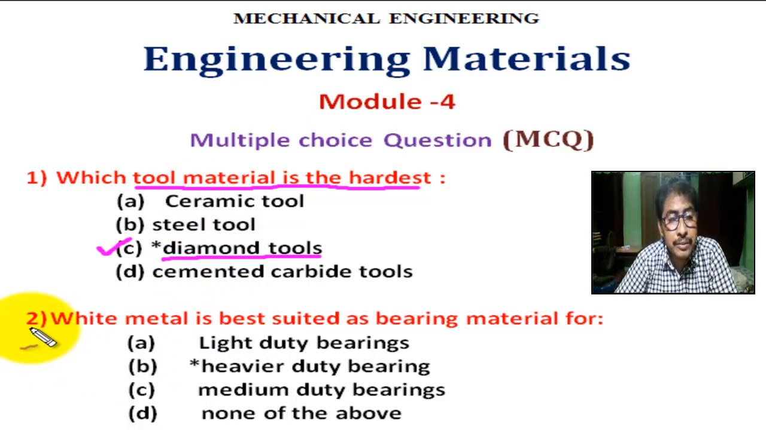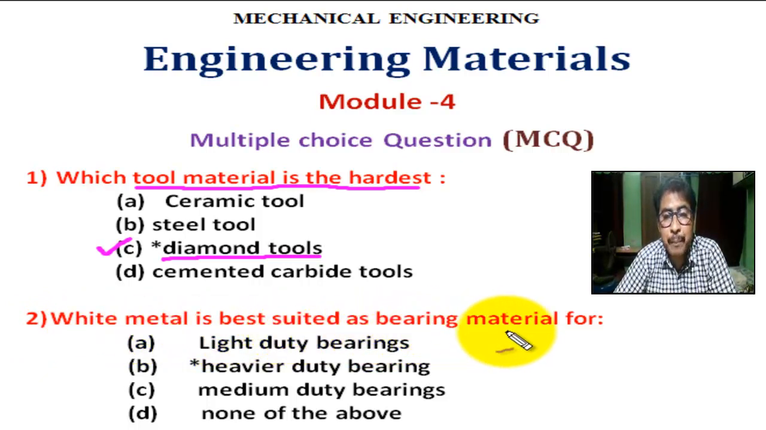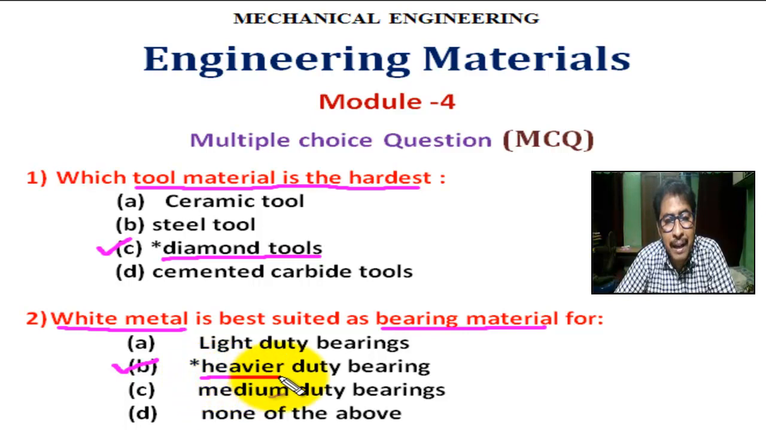Question number 2. White metal is best suited as bearing material for. There are 4 options. Correct answer is B. White metal is best suited as bearing material for heavier duty bearing.